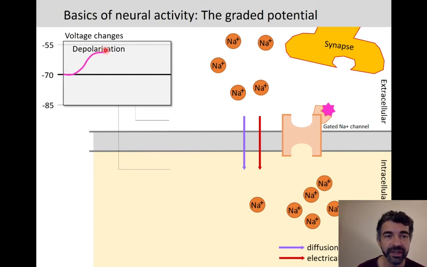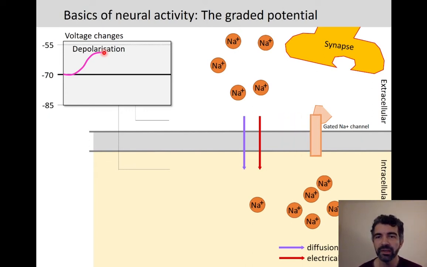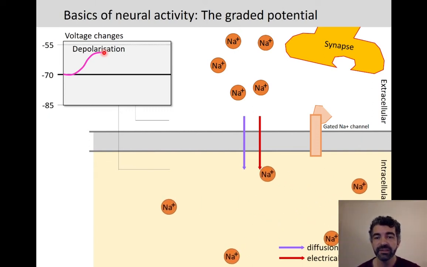So by opening these gates and letting Na+ in, of course, it's less negative. This depolarization happens. Depolarization means it's less polarized, the polarization being at minus 70 millivolts. So we're less negative here, depolarization. But this only happens for a short period of time, because then the neurotransmitter is gone, the gated Na+ channel closes again, and then because Na+ is distributing inside the cell, we will see a repolarization. So this is a graded potential.